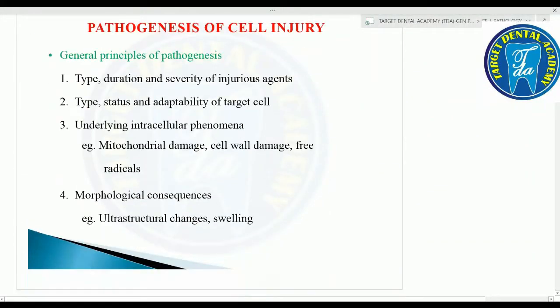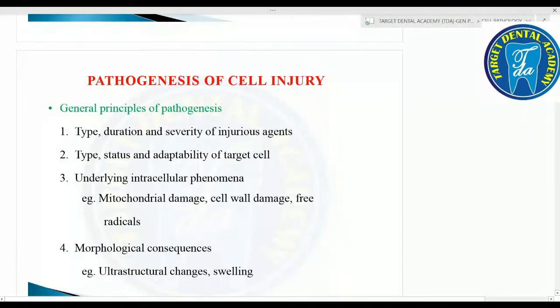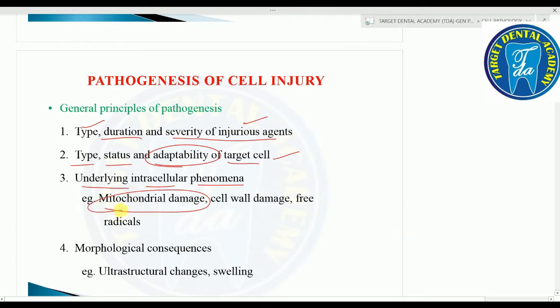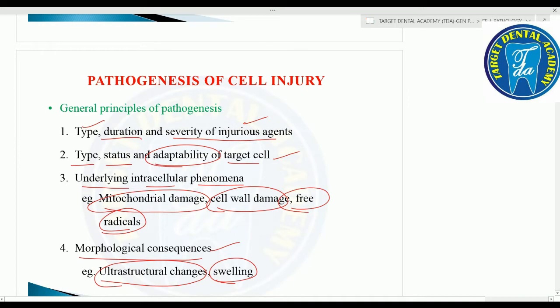Now after this, let's discuss the pathogenesis of cell injury. First we are going to discuss the general principles of pathogenesis. In this, first, the type, duration and severity of the injurious agents; second, the type, status and adaptability of the target cell; third, the underlying intracellular phenomena, for example mitochondrial damage, cell wall damage and free radicals. And fourth are the morphological consequences, which include ultrastructural changes and swellings.